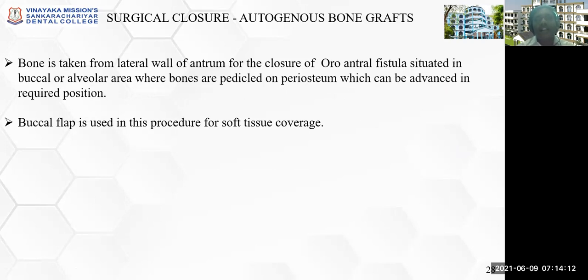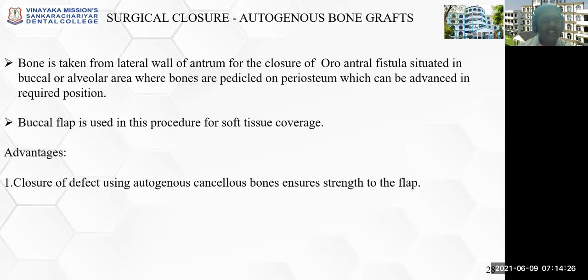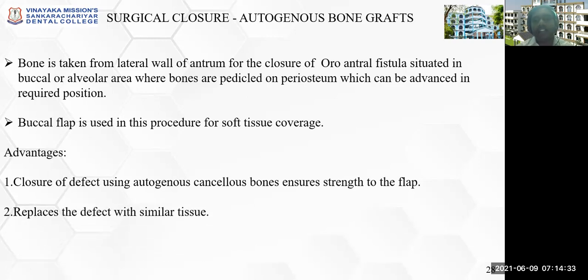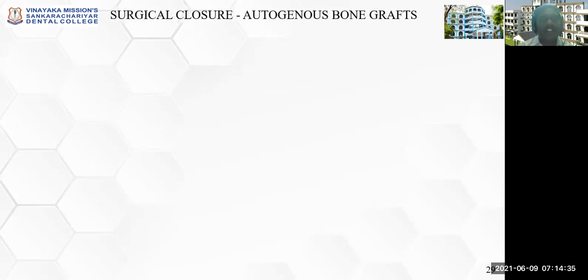But here, in the autogenous bone graft technique, we are covering the fistula with a bone graft itself, and on the bone graft we are keeping the buccal flap for soft tissue coverage. So we are using both the bone and the soft tissue. Advantage: closure of the defect using autogenous cancellous bone ensures strength to the flap and replaces the defect with a similar tissue. That is the most important advantage here.